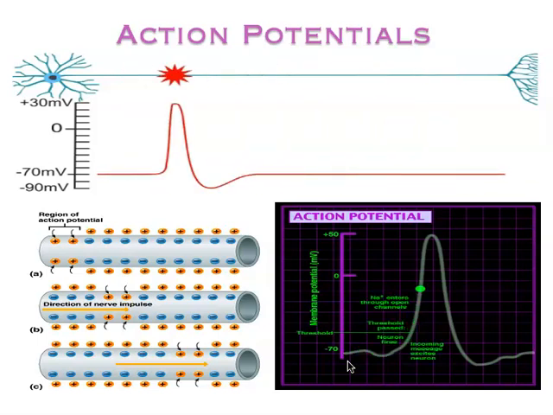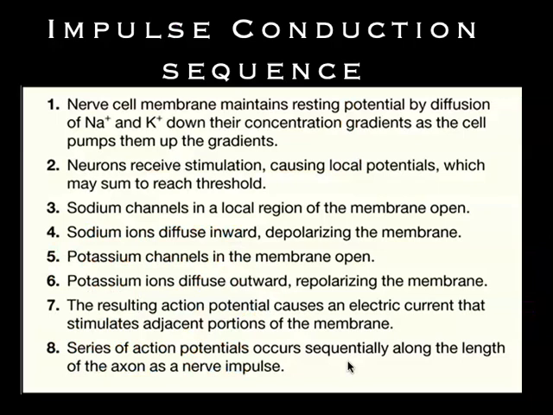So again, the sequence is this. I have a membrane resting potential. Neurons receive a stimulation, causing local potentials, whether it's acetylcholine or some other excitatory neurotransmitter. Sodium channels open. They cause adjacent sodium channels to open, and then you have this wave of depolarization that travels down the axon. And we say that it's propagated, and it can propagate at like, I don't know, 100 meters per second, 480 miles an hour. It can go really fast, or it can go slow as well.